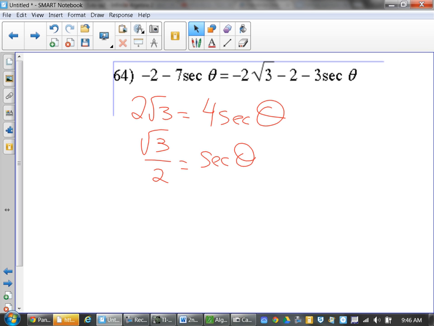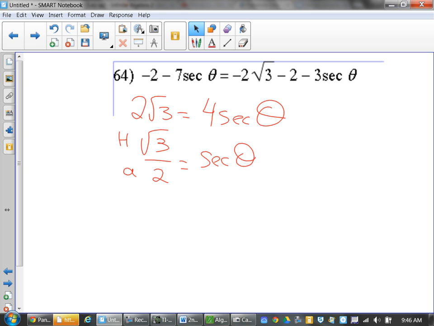Secant is the inverse of cosine, okay? Which means that this is hypotenuse over adjacent. Can your adjacent be larger than your hypotenuse? No. So does this have a solution? No. So you have no solution?